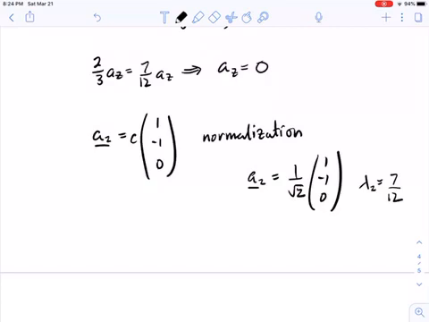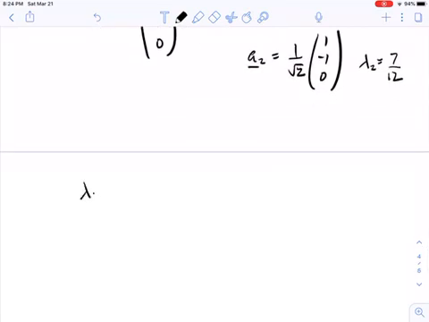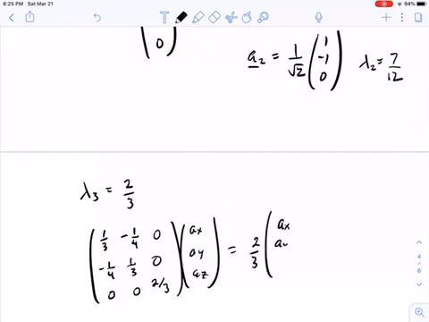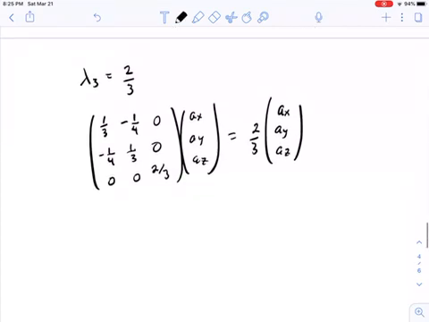All right, last one is the easiest one. In this case, lambda 3 was equal to 2/3. And we're going to do the exact same thing again, only changing the value of lambda to be 2/3. Ax, ay, az, 2/3 ax, ay, az. Okay, so ax over 3 minus ay over 4 is equal to 2/3 ax.